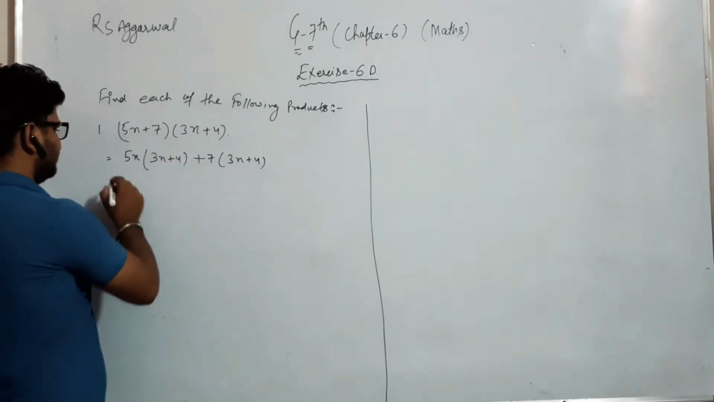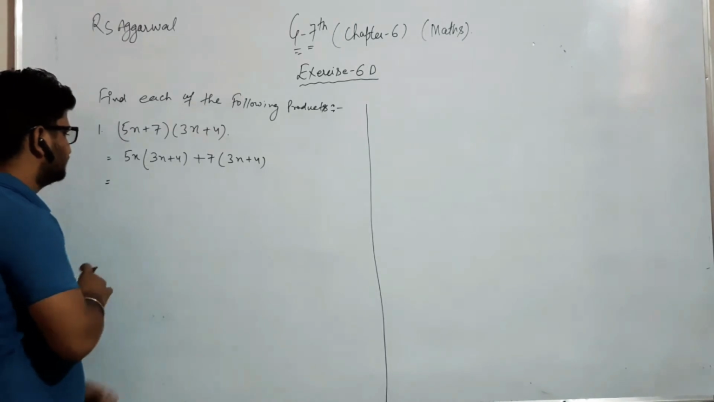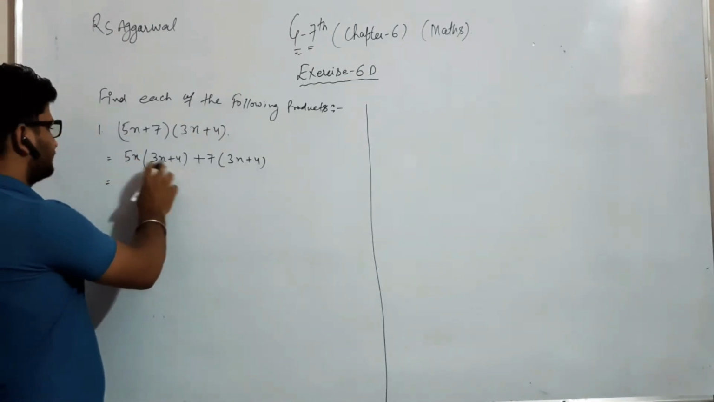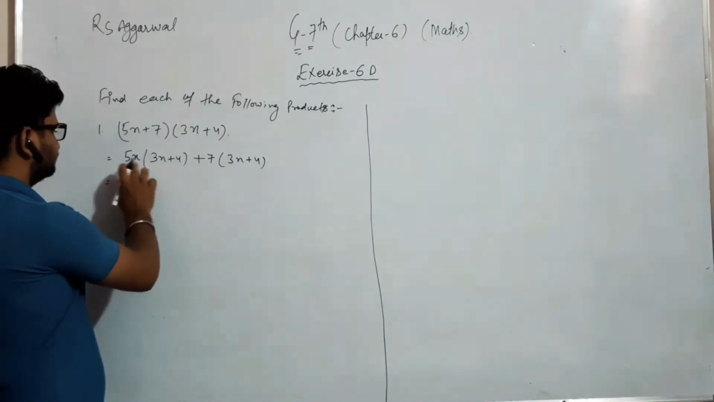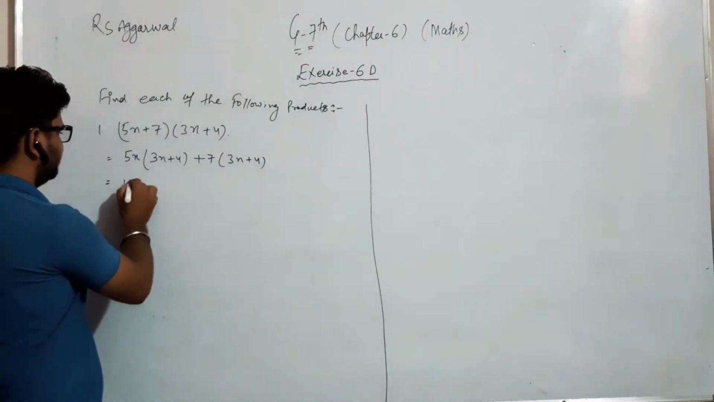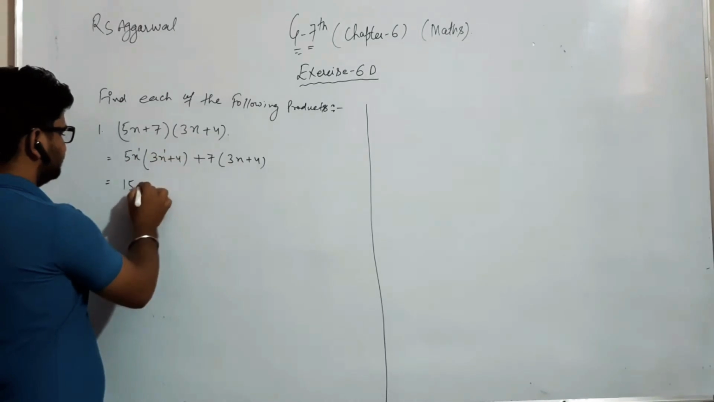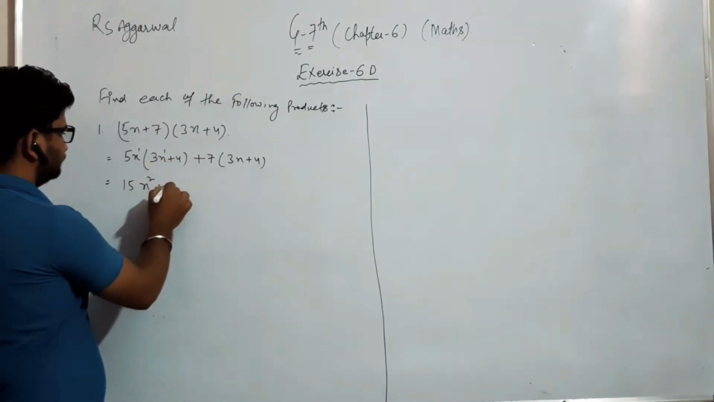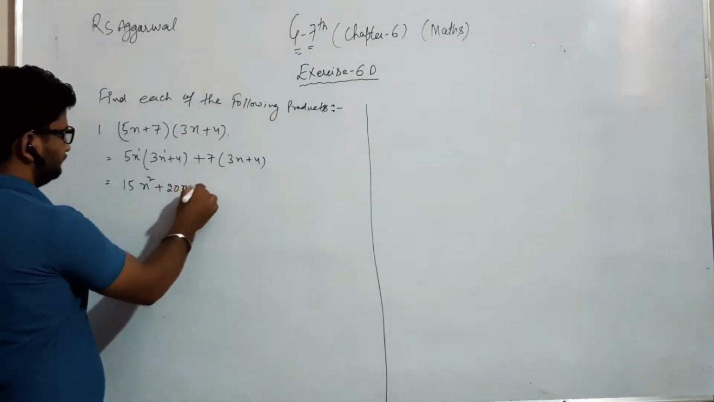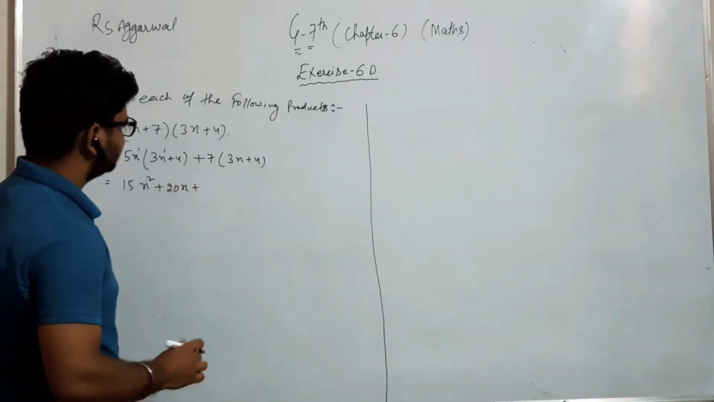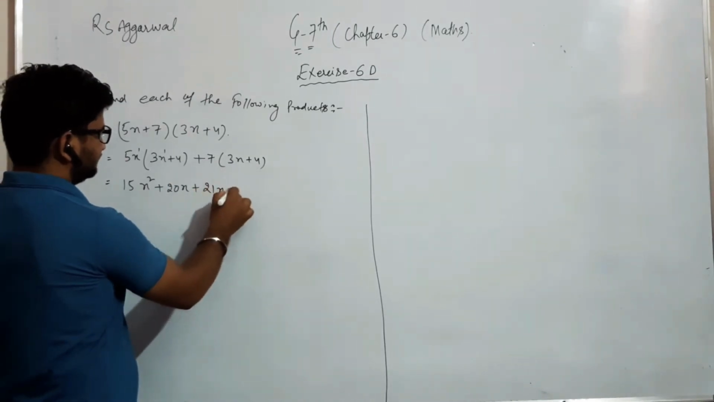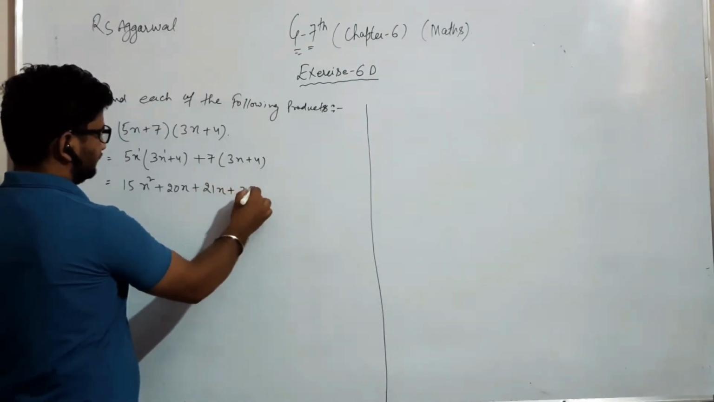As in the previous exercise, we first multiply 5x with the whole of 3x plus 4. First number multiplied with first: the constants 5 times 3 is 15, and x times x is x raised to power 2. Then 5x is multiplied with 4: 5 times 4 is 20x. Then the second term, plus 7 times 3x is 21x, and plus 7 times 4 is 28.